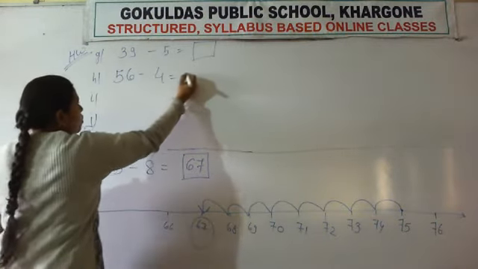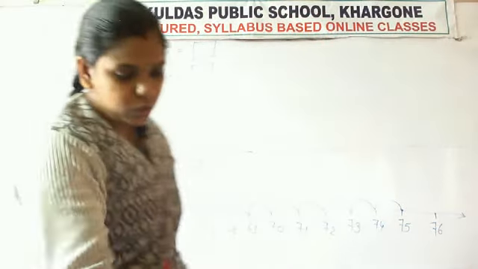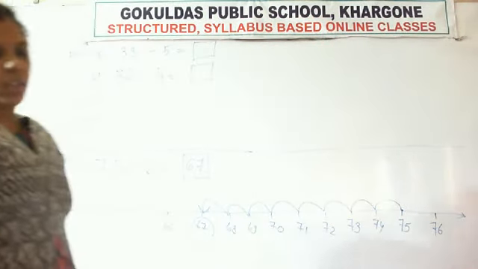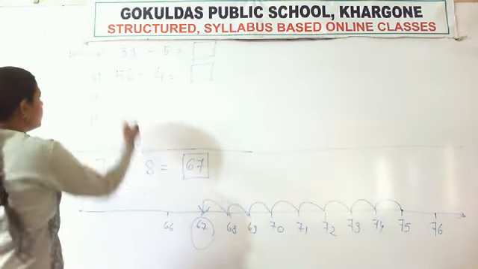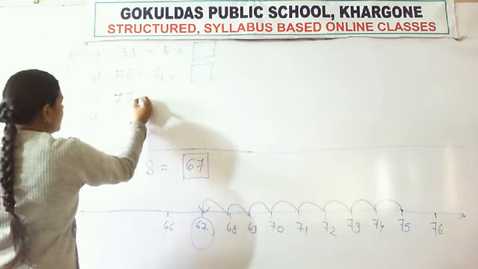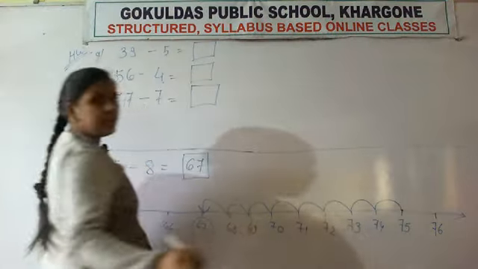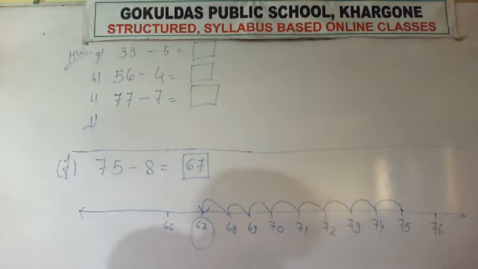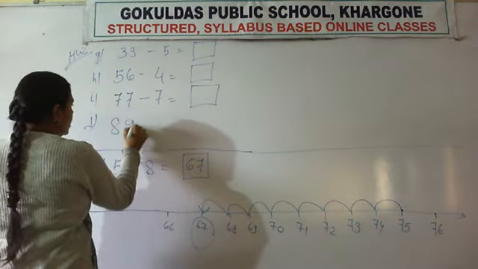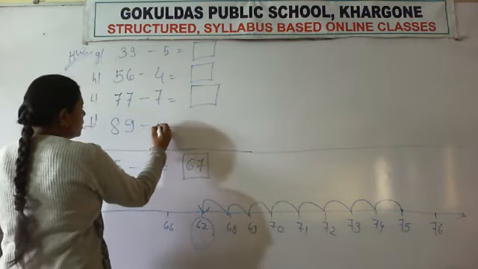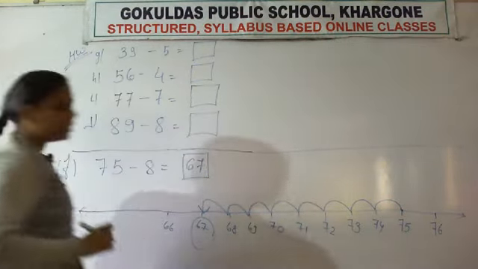56 minus 4. I hope this question is not given. Okay. 56 minus 4. Now write 77 minus 7. And the last question: 89 minus 8.